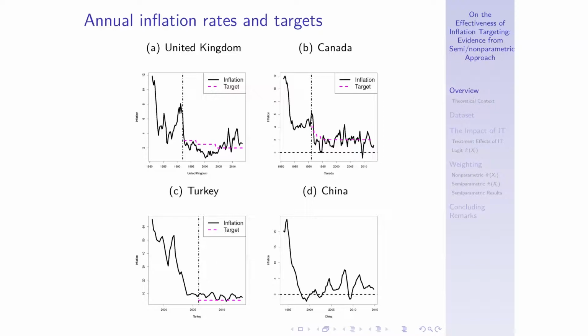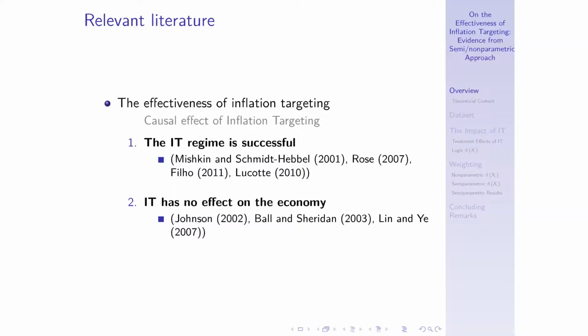Now, the question is, does inflation targeting work? So how do we measure the effectiveness of inflation targeting? Is it successful? There are tons of papers trying to get into that question, and one strand of literature tends to suggest that the IT regime is successful in reducing inflation and inflation volatility. The other strand of literature suggests that no, it's not. There is no significant difference between the inflation targeters versus non-inflation targeters.